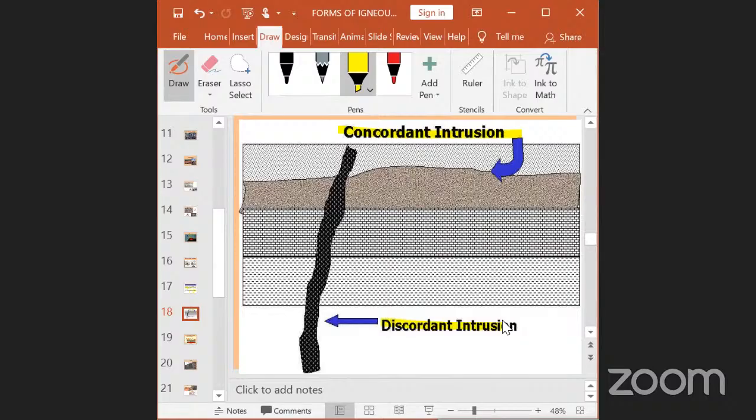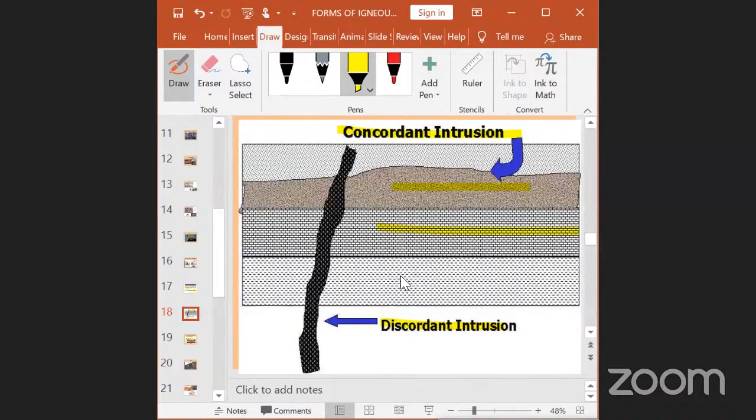If an igneous body is parallel to or occurs along the bedding planes of country rocks, it forms what is called concordant intrusion. On the other hand, if it cuts across the bedding planes of surrounding rocks, that is called a discordant intrusion.